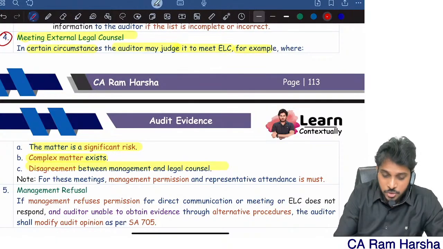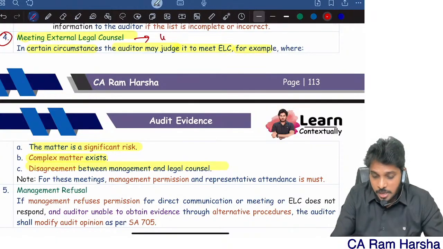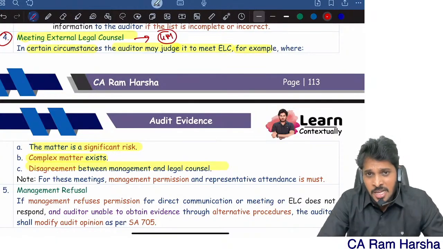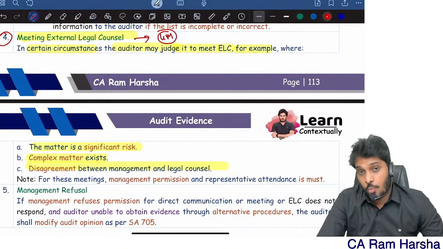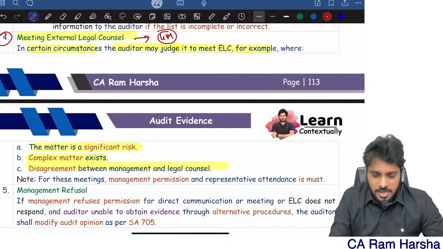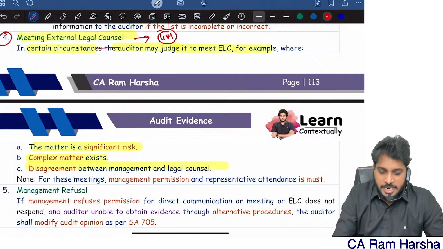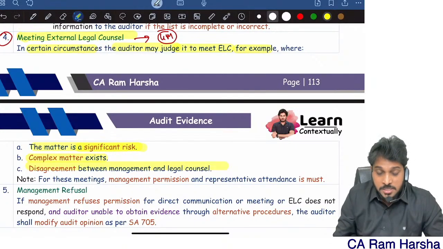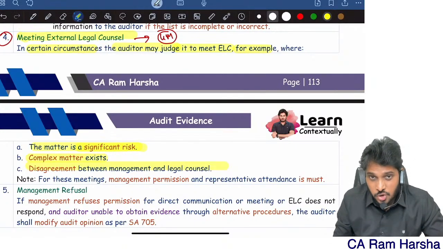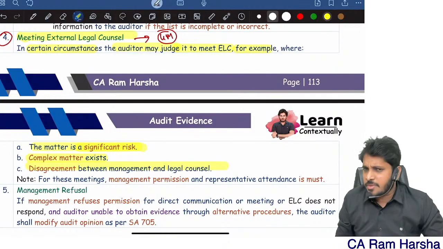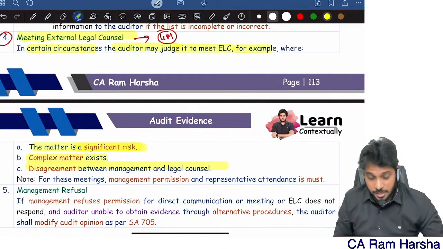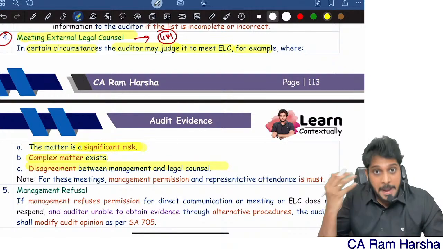In the exam they will ask you, under what circumstances the auditor may require to meet external legal counsel. In the following circumstances: when there is a significant risk, when the matter is complex, when there is a disagreement between management and legal counsel. In all these cases the auditor may meet external counsel.